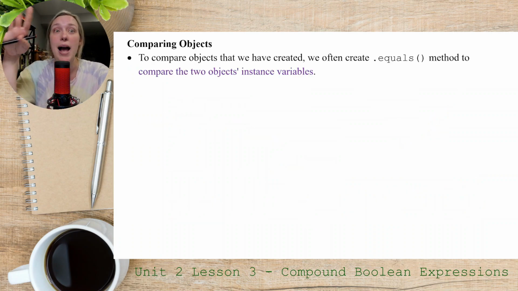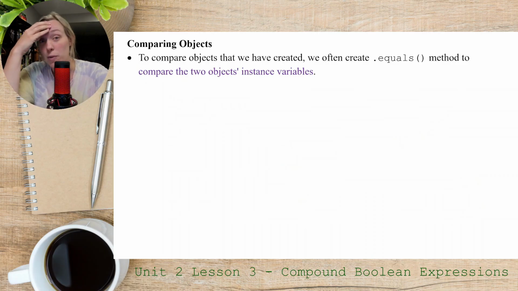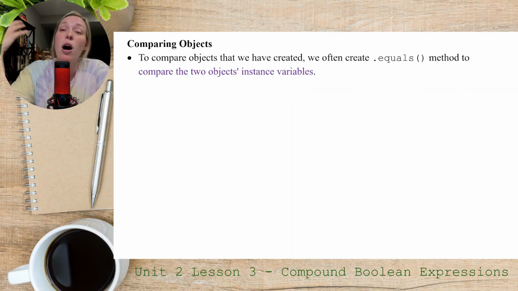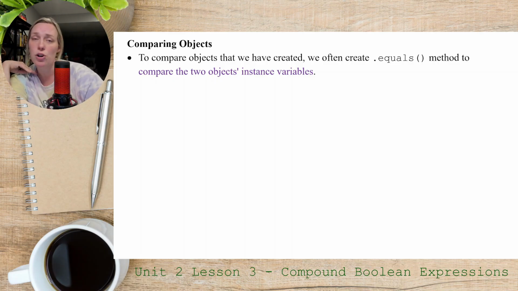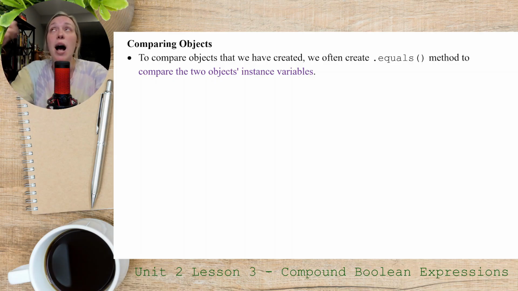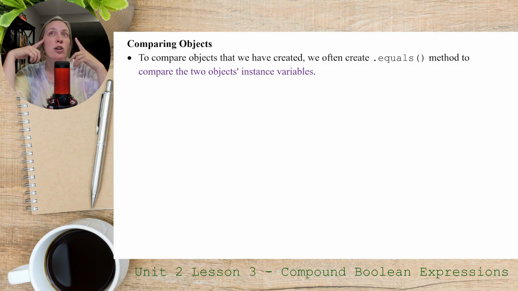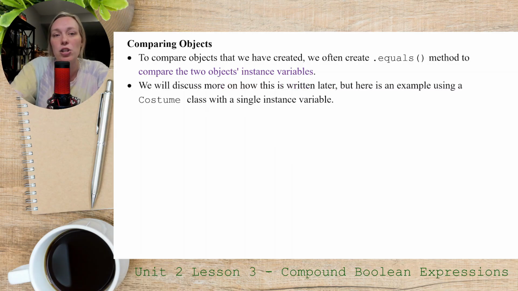Comparing objects. This is my last thing I'll say, okay? To compare objects that we have created, we often have to create a dot equals method. And with strings, the dot equals method is already made, so just use it in your code and know that it works. When we have objects that we create, then we have to code a dot equals method. That's usually because when we're comparing objects, we want to check to see if their data is the same, right? Again, we don't care about memory locations. We don't care if they're pointing to the same spot in memory. We want to know, does the data match? Is their data the same? And we can make a dot equals method to do that.